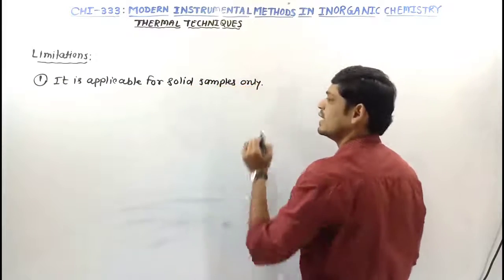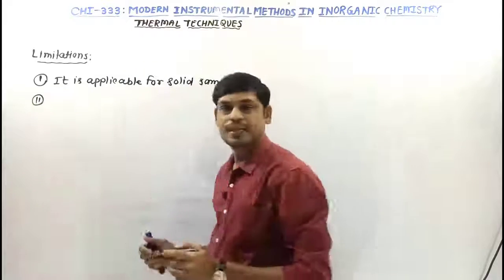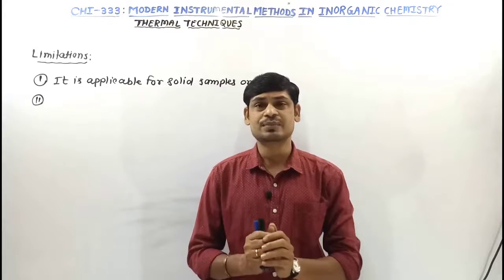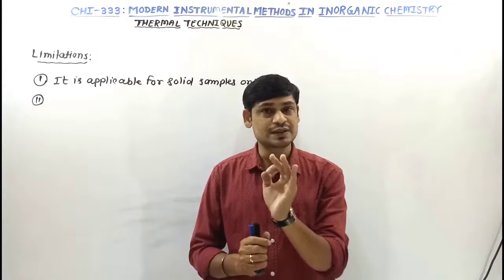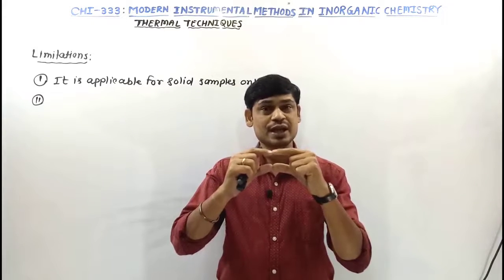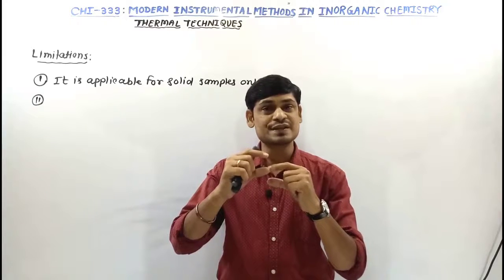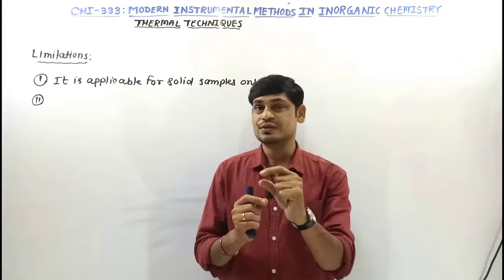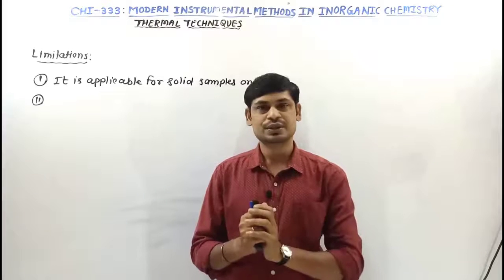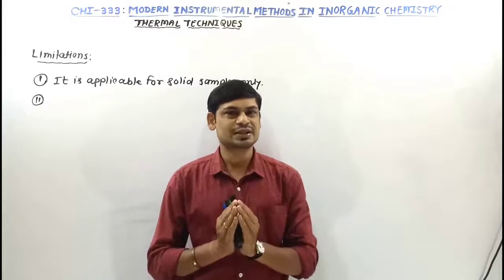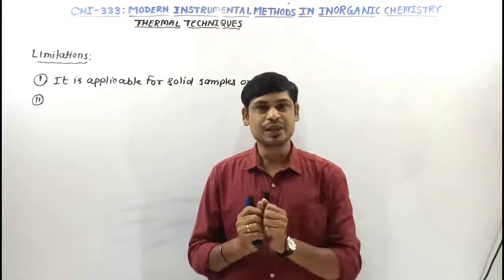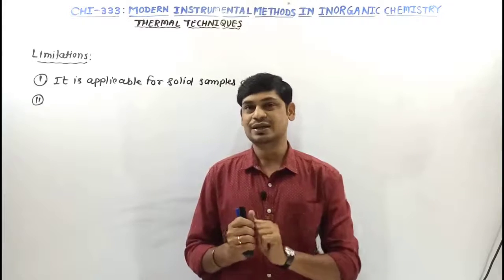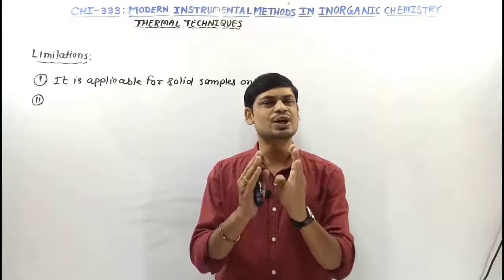The second limitation is related to the instrumentation. When we were discussing the instrumentation, the central part of the TGA instrument is the sample holder. We call it a cuvette, and this sample holder is attached with one important temperature sensor, which we call a thermocouple. The thermocouple is a device which measures the sample temperature. But the most important thing is that this thermocouple is in contact with the sample holder, but it is not with the sample, and therefore the exact temperature cannot be recorded.